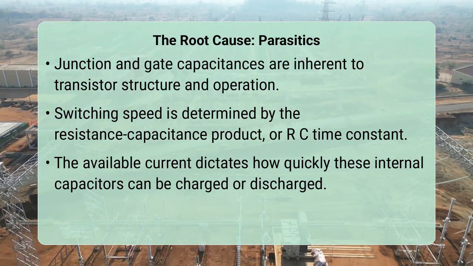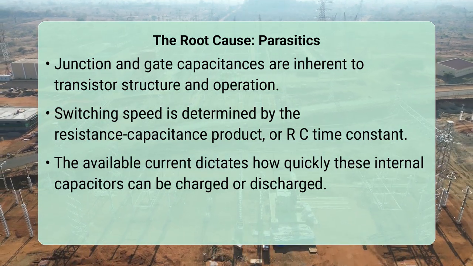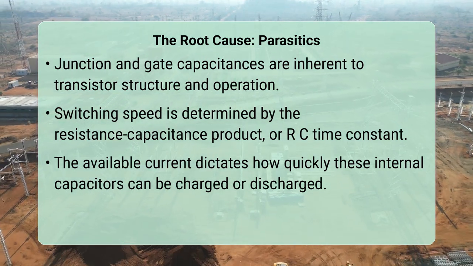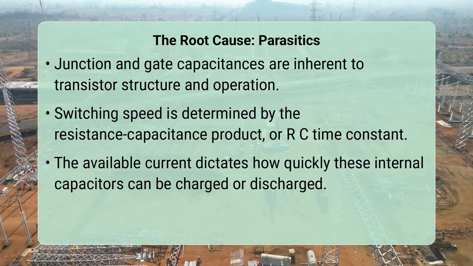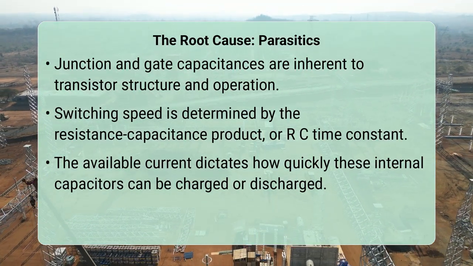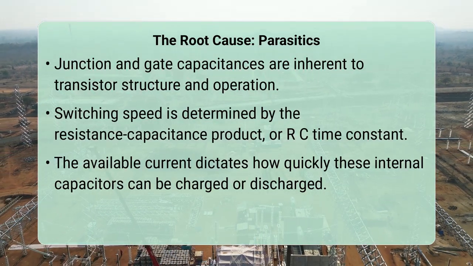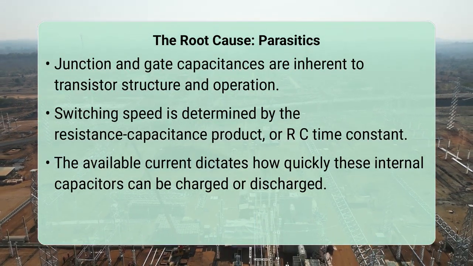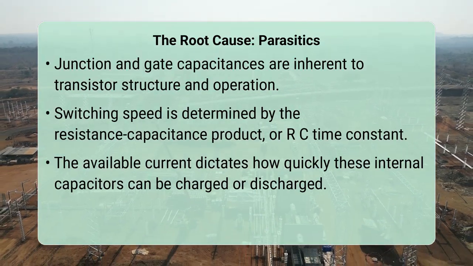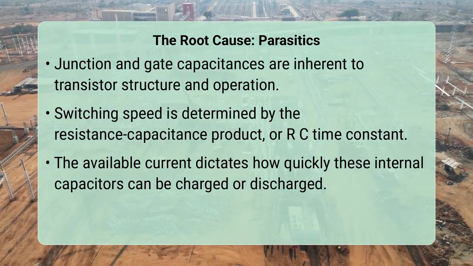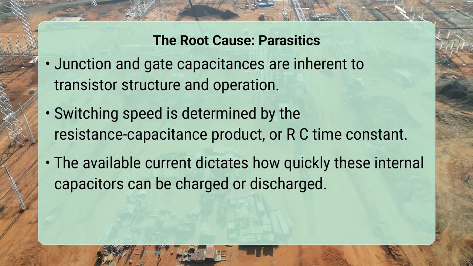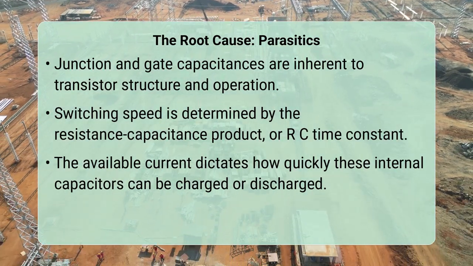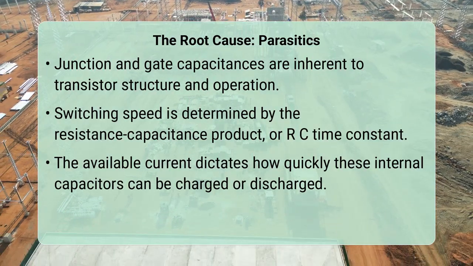For example, in a field effect transistor, the gate capacitance must be charged and discharged through the gate resistance. Similarly, junction capacitances exist across the transistor's internal semiconductor regions. The speed of this charging and discharging is governed by what engineers call an RC time constant, a product of the resistance and capacitance involved. A smaller RC time constant means faster switching.